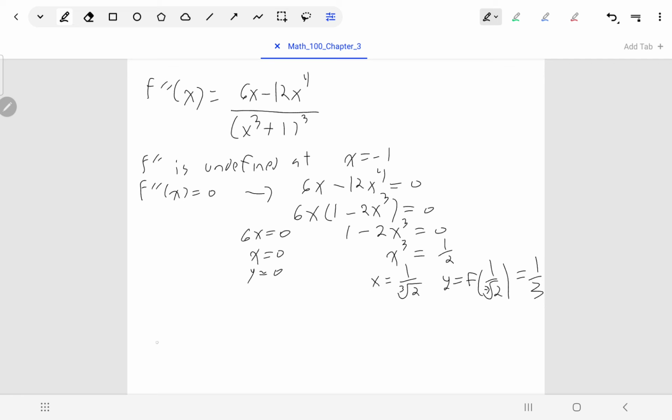And now let's do our little number line business. So we've got 3 points to put on our number line. We have the -1, and we have the 0, and we have the 1 over cube root of 2. 1 over cube root of 2, by the way, is around 0.8, somewhere around there.